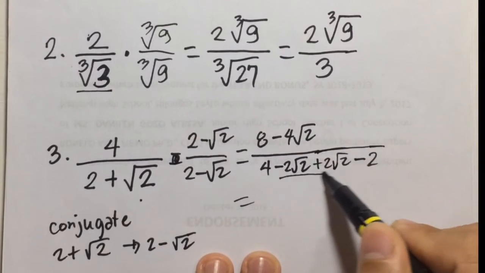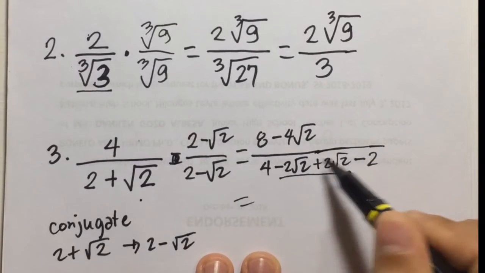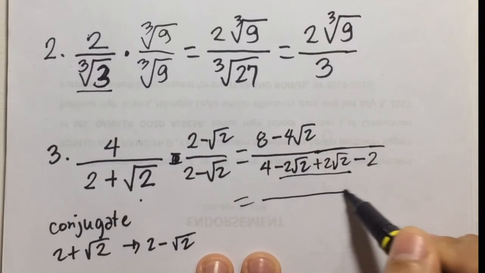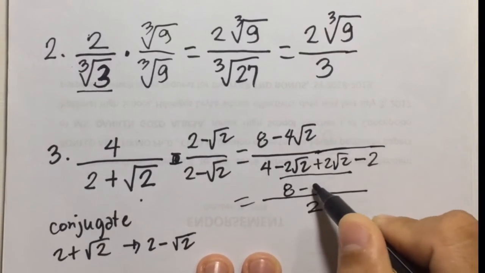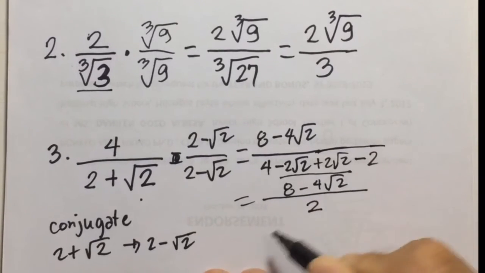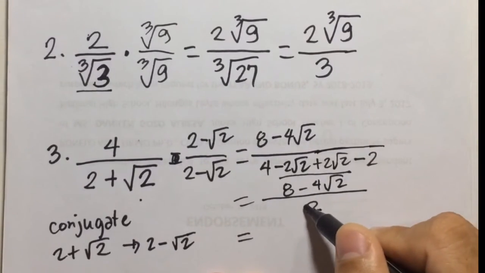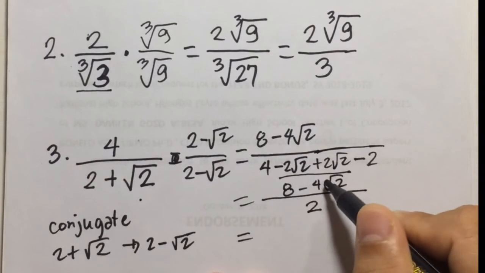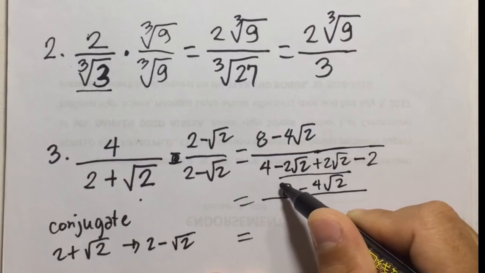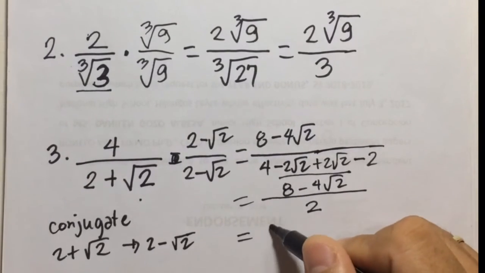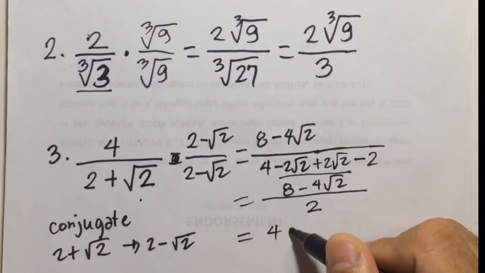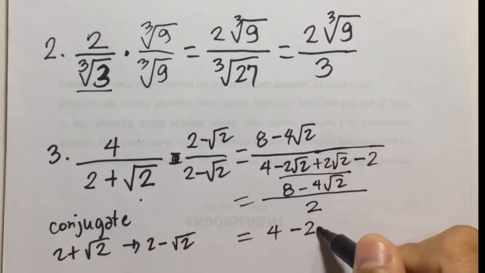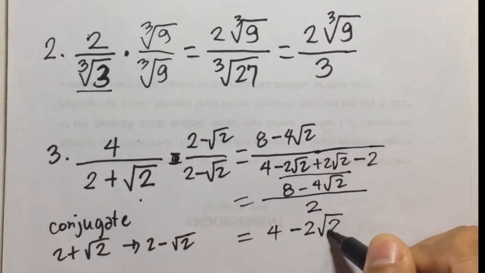So negative square root of 4 is negative 2. Then the middle terms cancel to 0, so you can just have 4 minus 2, which is 2. Then you can have the numerator as 8 minus 4 times the square root of 2, divided by 2, and the terms in the numerator are divisible by 2. So 8 divided by 2 is 4, and negative 4 divided by 2 is negative 2. So the answer is 4 minus 2 times the square root of 2.